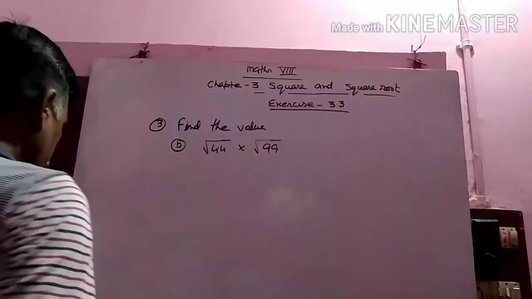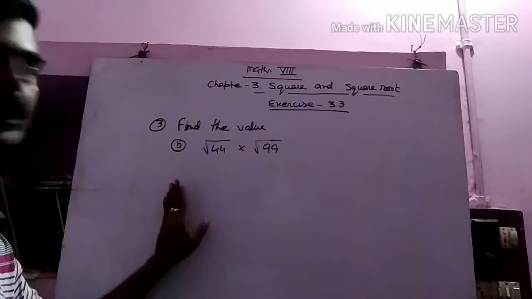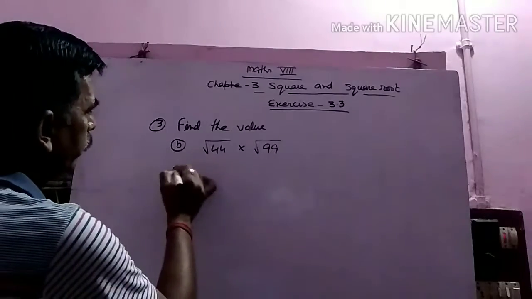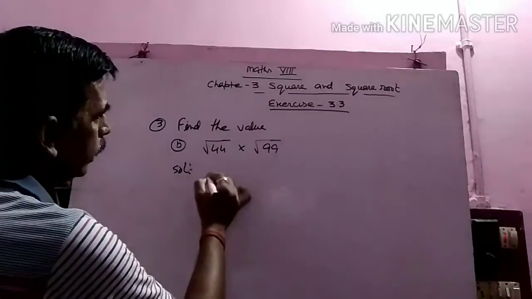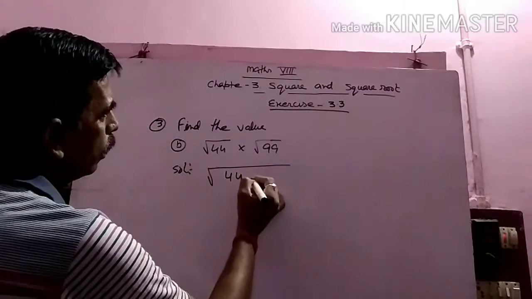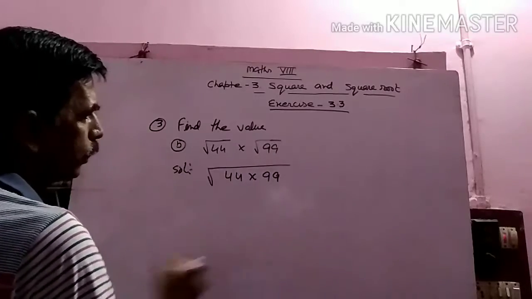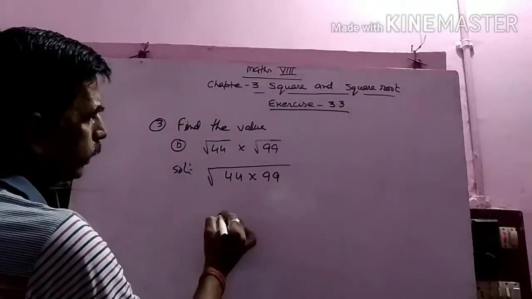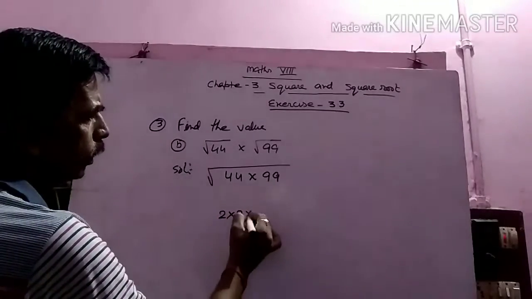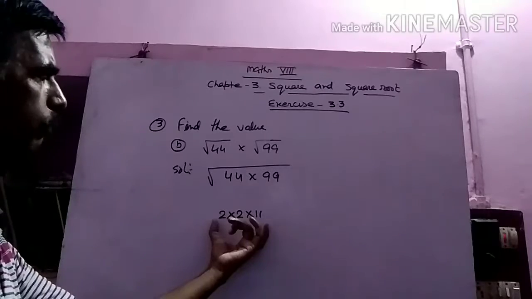Know this in terms of perfect squares. So we can't easily get the value of that one, so we can write that one in the case of solving that question. It is 44 into 99. So 44 can be written like this: 2 into 2, 2 twos are 4, into 11. This is the prime factorization of 44.